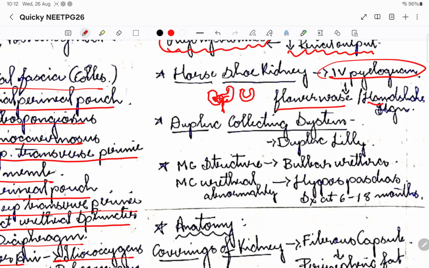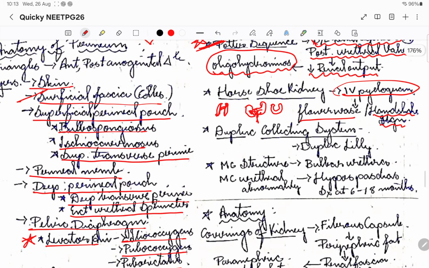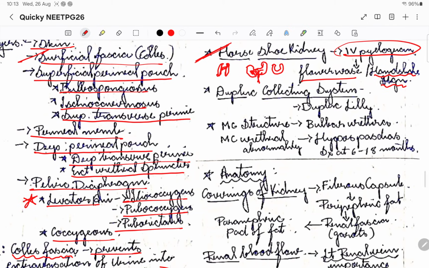Or the handshake sign. Handshake sign is also called the Hyundai sign, like the Hyundai cars, right? So it looks like a Hyundai car sign. So that is the thing with horseshoe kidney. Please remember the signs. Then coming to duplex collecting system, here what happens is one pelvis will be there, and there is another pelvis. It looks like a water lily. So duplex will look like a lily flower. This is with respect to duplex collecting system.